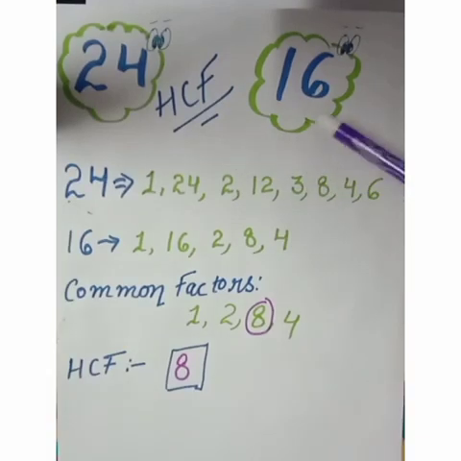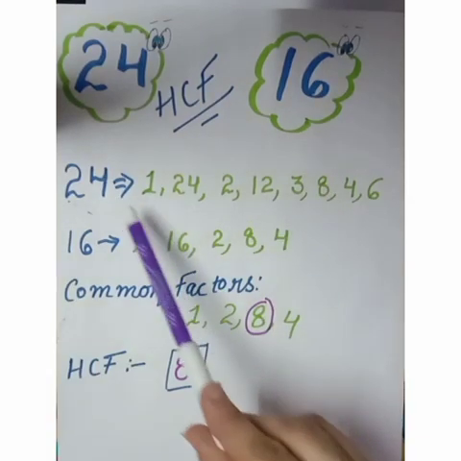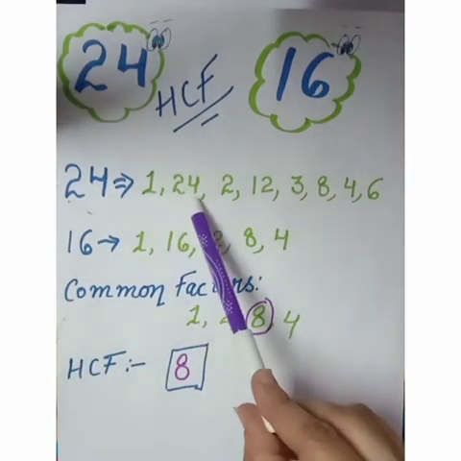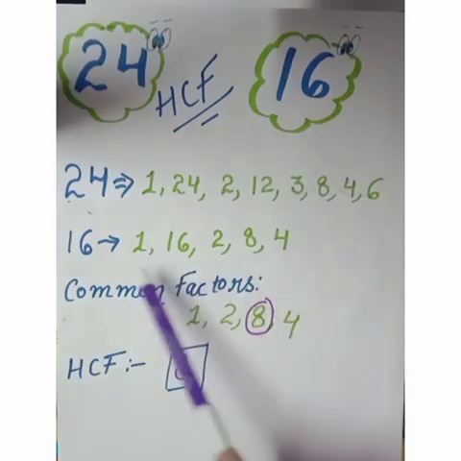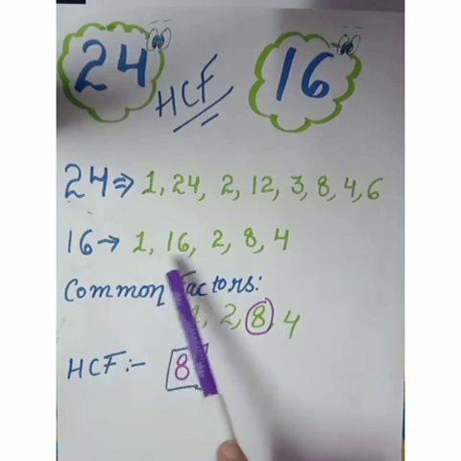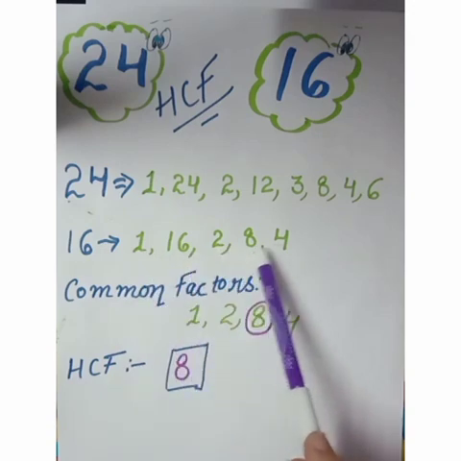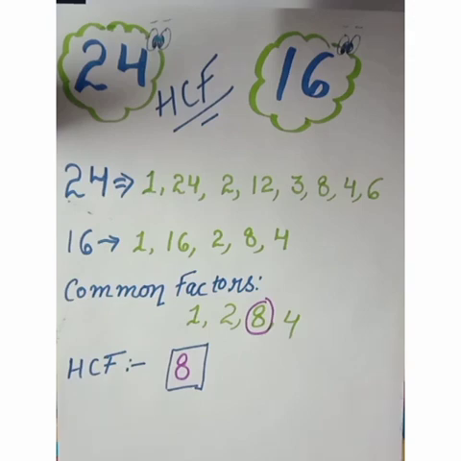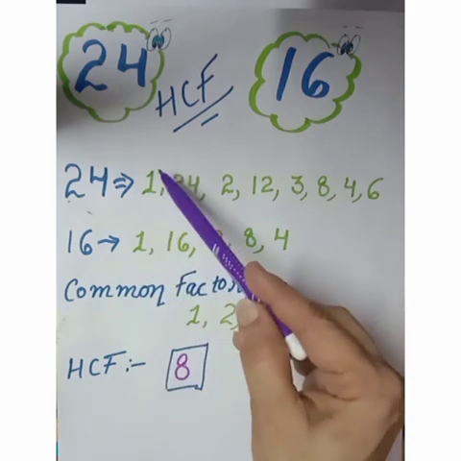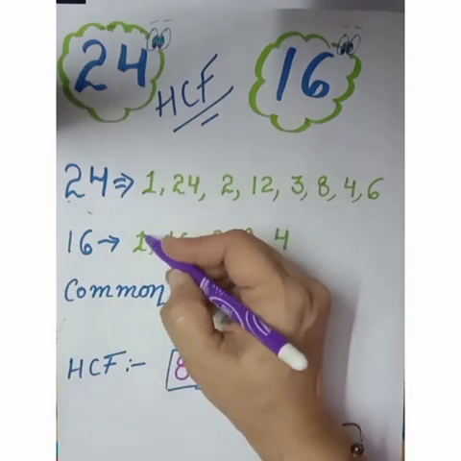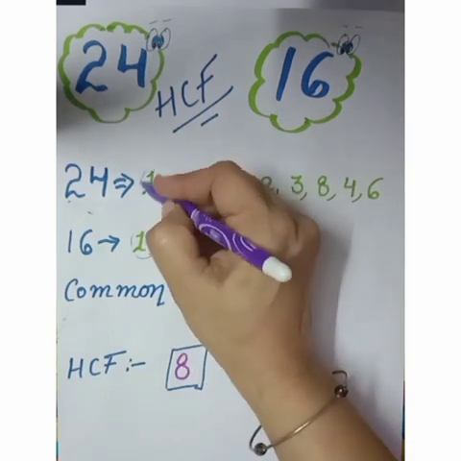Number 24 and number 16. Firstly we wrote the factors of 24: 1, 24, 2, 12, 3, 8, 4 and 6. Then the factors of 16: 1, 16, 2, 8 and 4. Then we have to find the common factors. We take firstly the smallest number. The smallest number is 16. In 16, the first factor is 1. So we see whether it is there in 24. Yes, it is there. So both have the common factor 1.